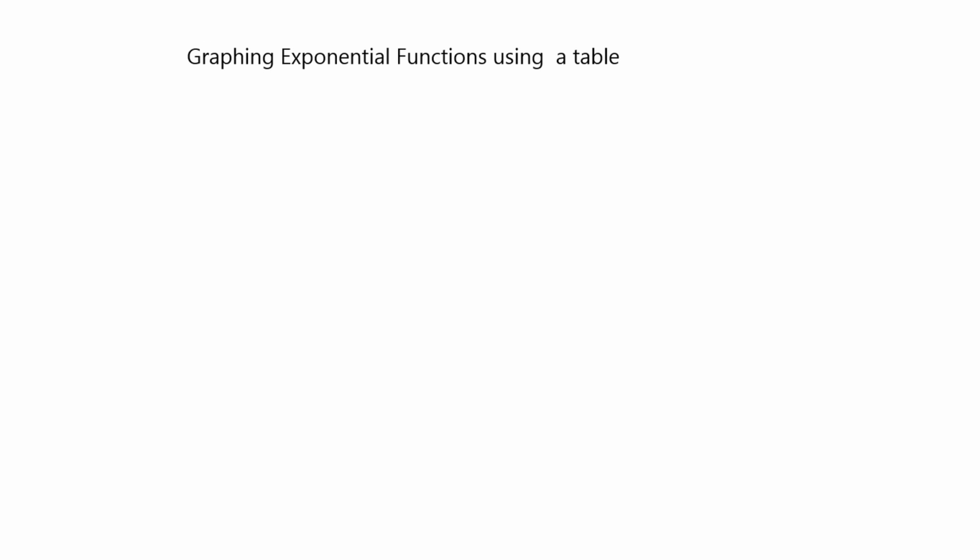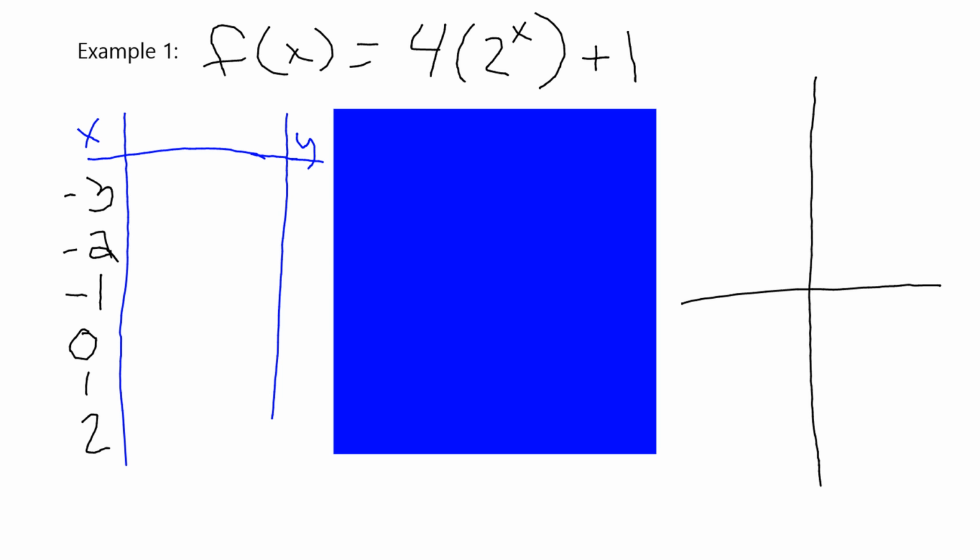This video is going to be on graphing exponential functions using a table. Example 1 is the function f of x, or y, equals the initial value of 4 times 2 raised to the x power plus 1. What you're going to do is substitute in the values of x and solve using order of operations to find the f of x value or the y value.